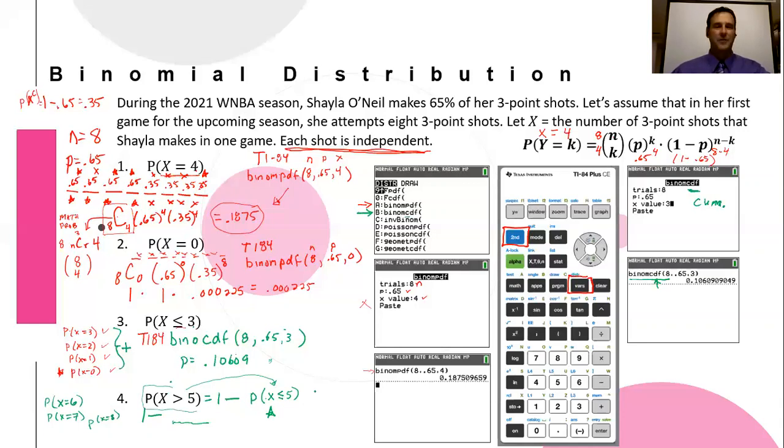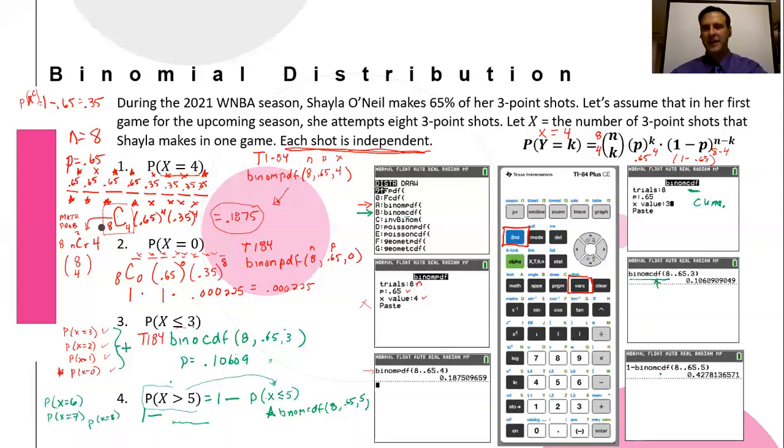So what I'll do is plug in a binomial CDF for this because it is less than or equal to. And so that'll read binomial CDF, and the n is 8, your p is 0.65, and your x is 5. It looks kind of like this: 1 minus binomial CDF. And as you work that out, you will get 0.4278.